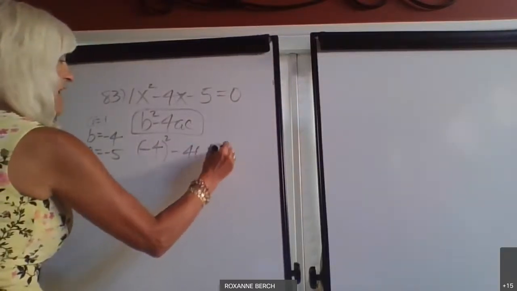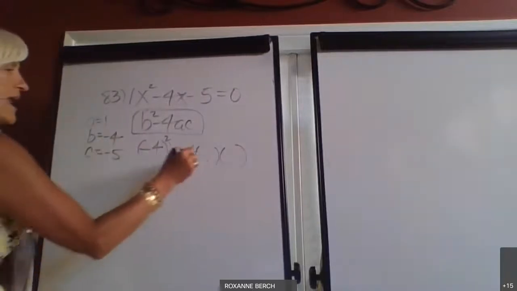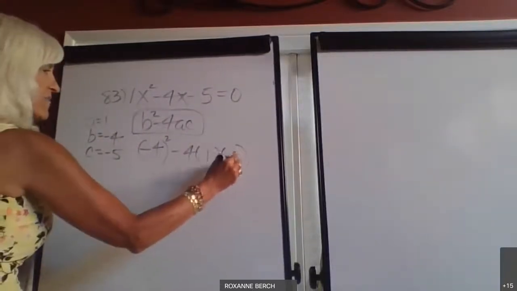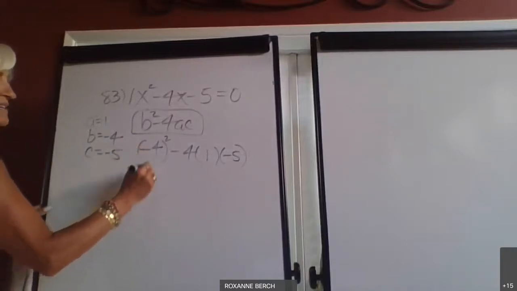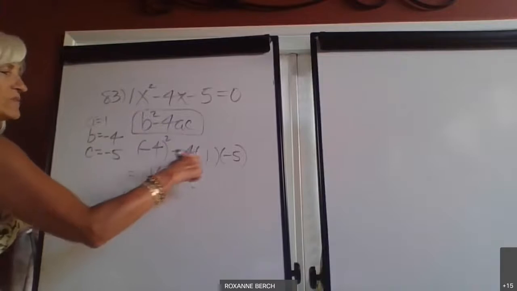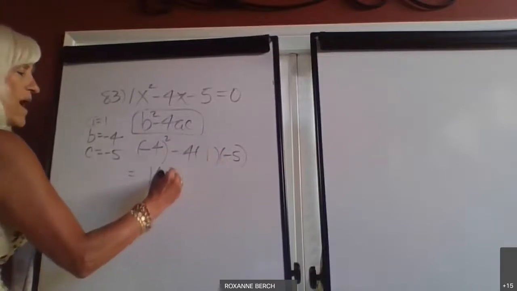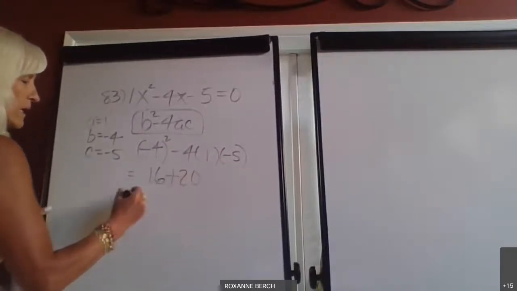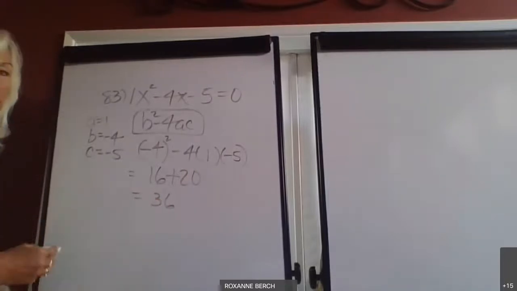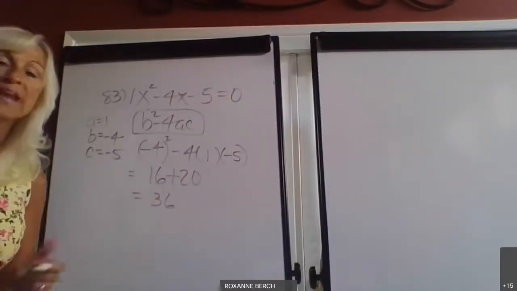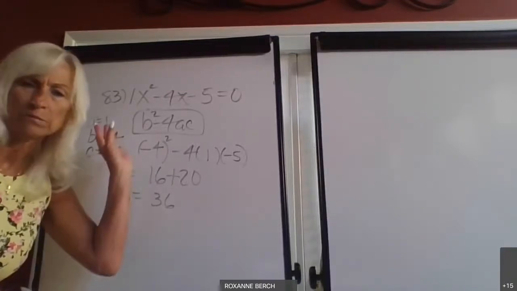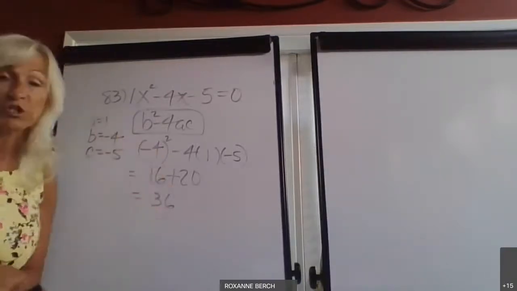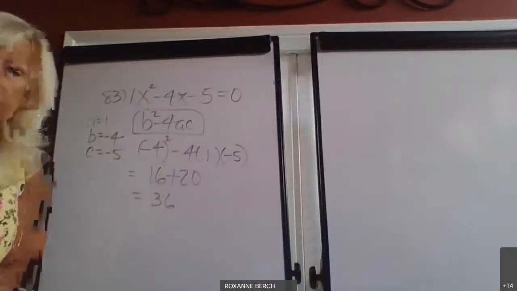Minus 4 times a, which is 1, times c, which is negative 5. A negative times a negative is a positive 16. A negative times a negative is a positive 20. So the discriminant is 36, and this 36 means nothing by itself.